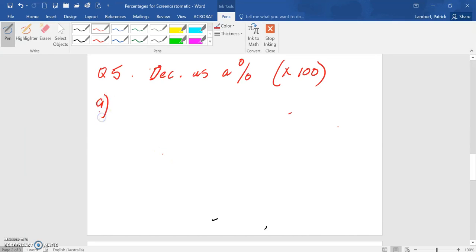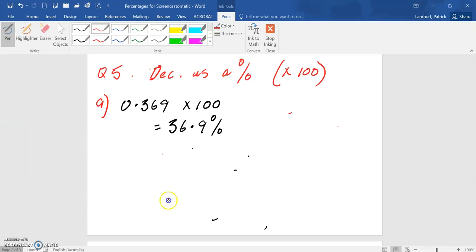So let's go to part A. Part A is 0.369. And you multiply it by 100, which means you move the decimal point 2 places to the right. So that becomes 36.9%.